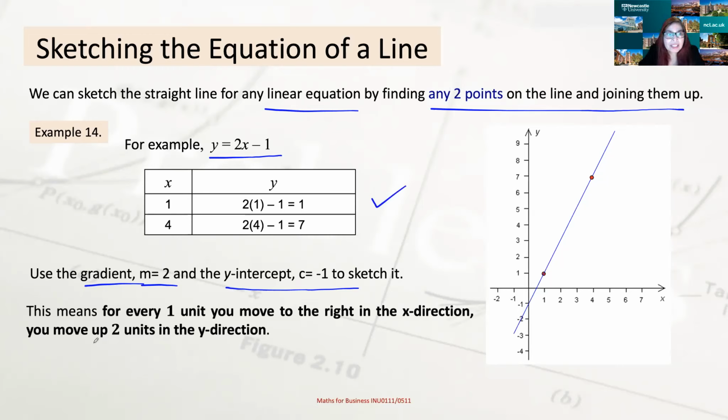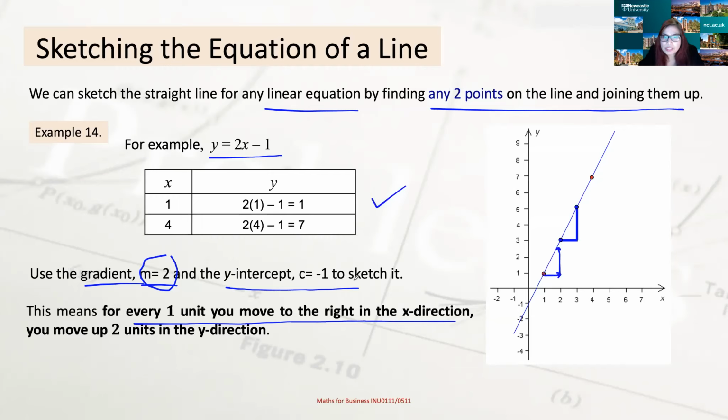Now we're going to see how to do it this way. In this example, the gradient m is equal to 2 and the intercept c is equal to -1. This simply means that for every 1 unit you move to the right in the x direction, you move 2 units up in the y direction, because the slope is 2. Okay, guys, that's the interpretation of the slope.